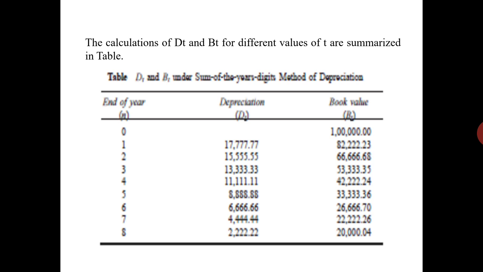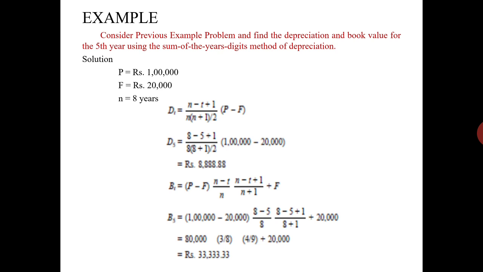In the final year, the 8th year, the depreciation value is 2,222.22 and the book value is 20,000.04. This is another problem for the sum of year digit method. Consider the previous problem and find the depreciation and book value for the fifth year using the sum of year digits method of depreciation. Solution: the initial cost of the equipment is 1 lakh, the salvage value F is 20,000, and the life of the equipment N equal to 8 years.